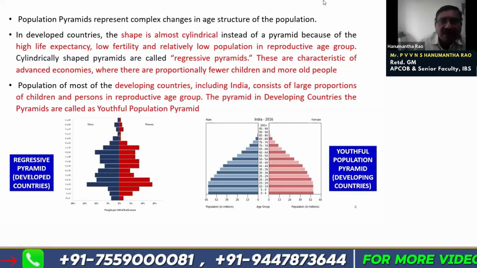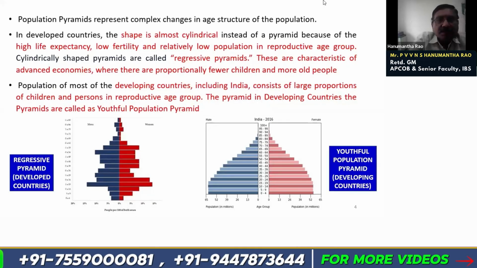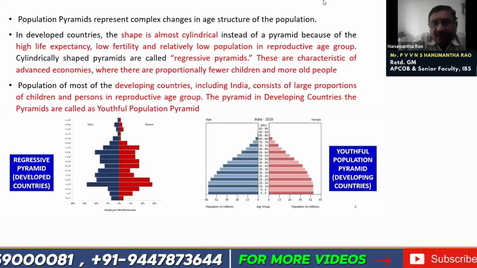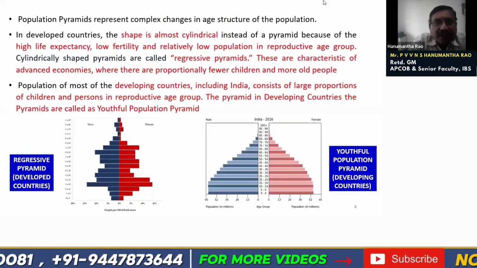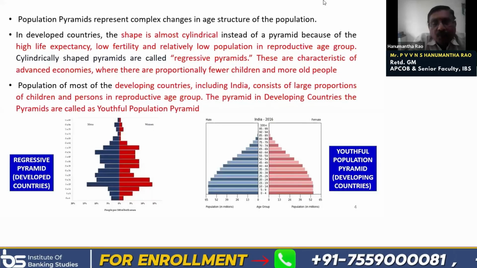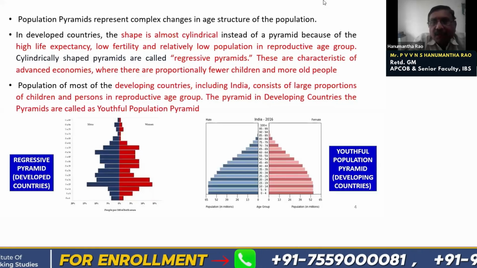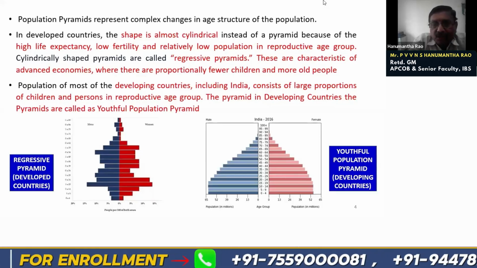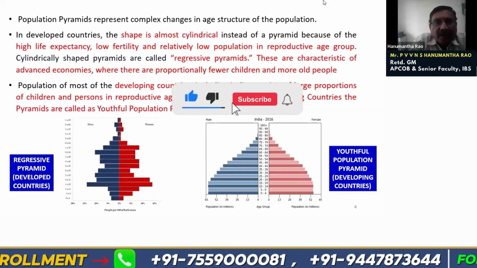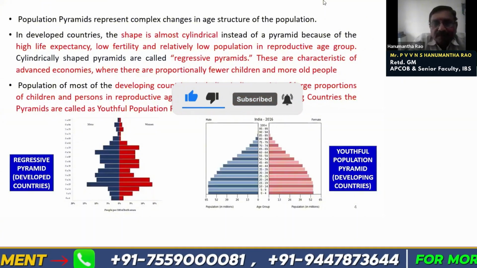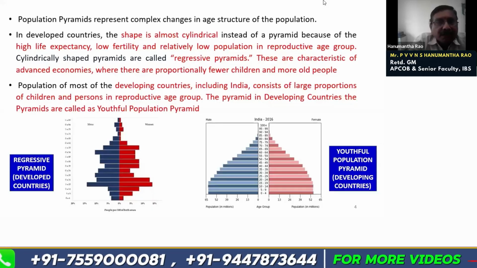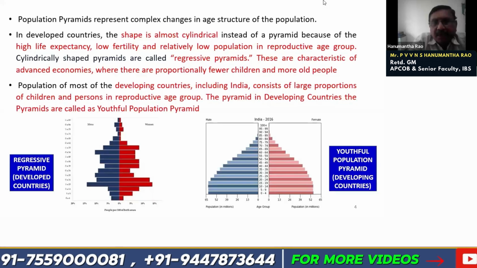Let us see what is there in our PPT. Population pyramids represent complex changes in the age structure of the population. In developed countries, the shape is almost cylindrical instead of a pyramid because of high life expectancy, low fertility, and relatively low population in the reproductive age group. Their population is mostly old people, and low fertility is also one of the reasons. Please remember these 3 points.